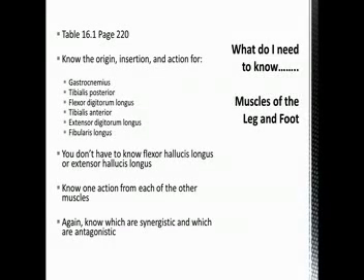For the leg and foot muscles, you're going to actually have to know the origin, insertion, and action for the gastrocnemius, tibialis posterior, flexor digitorum longus, tibialis anterior, and the extensor digitorum longus, and then fibularis longus. There are a couple muscles for you guys that we can leave off in this unit, and that's the flexor hallucis longus and the extensor hallucis longus. And as I just said, you'll need to know then at least one action and also be able to identify any of the other muscles of the leg and foot that we discuss.